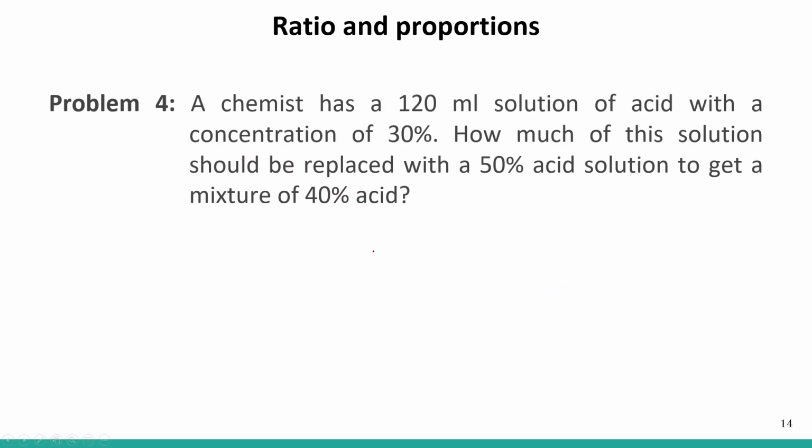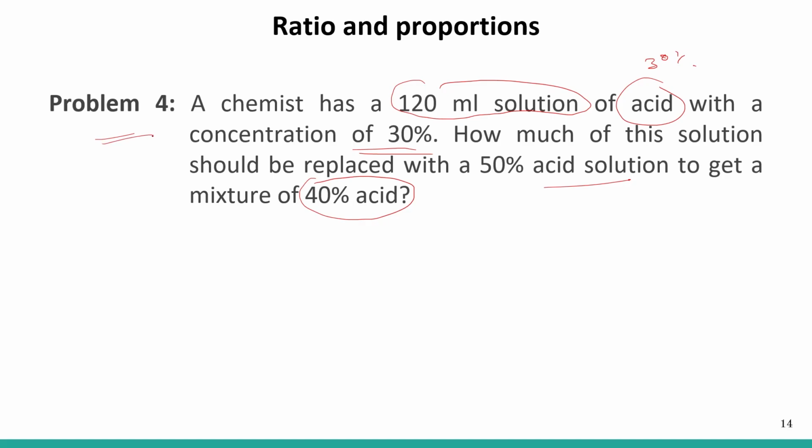A chemist has a 120 ml solution of acid with a concentration of 30%. So we have a chemist who has 120 ml of solution with an acid concentration of 30%. How much of this solution should be replaced with 50% acid solution to get a mixture of 40% acid? What we want to know is how much of this solution should be replaced with 50% acid solution to get a mixture with 40% acid.